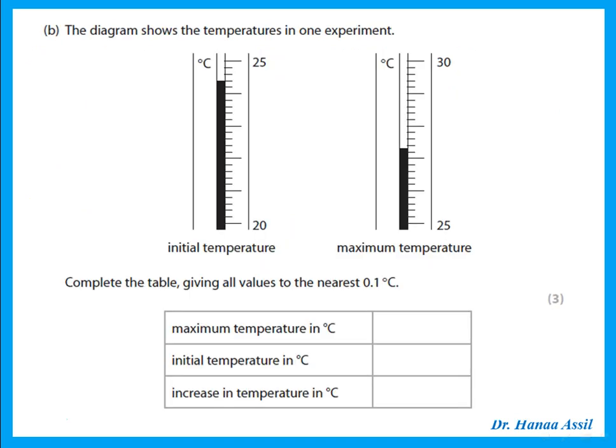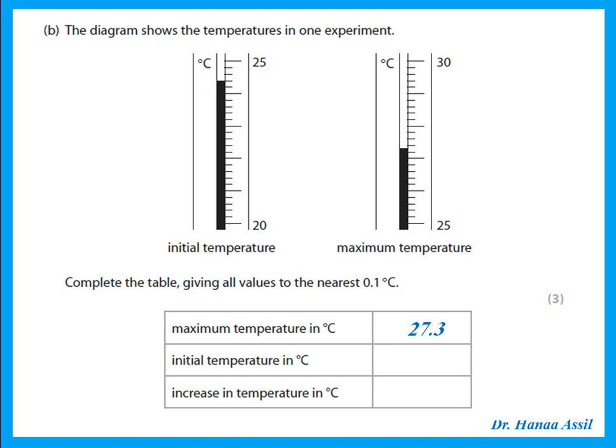The diagram shows the temperatures in one experiment, and he says, complete the table. Now, the common mistake here is putting the initial instead of the maximum. He usually starts with maximum. Which one of these is the maximum? You have to look. So the maximum is the one on the right. And then you should read it correctly. So how do you read this? This is somewhere in between the points. So this is 27.3. Can you see that? Each of these small lines is 0.2. Because you have 5 of them, 25, 26, 27, this is 27.3. And this is the maximum, not the initial.